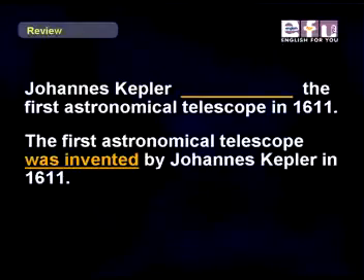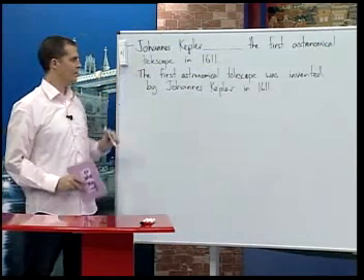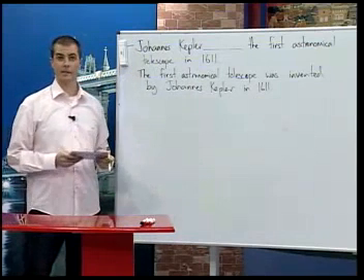Okay, that's not difficult. The first astronomical telescope was invented by Johannes Kepler in 1611. Good. The first astronomical telescope was invented by Johannes Kepler in 1611.